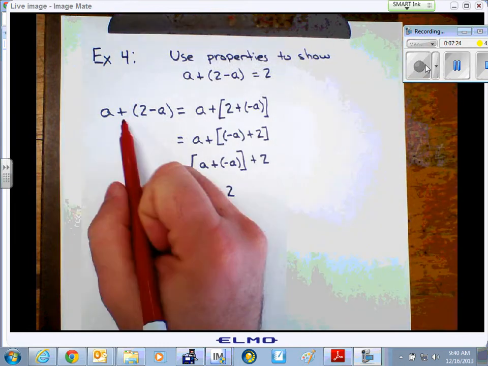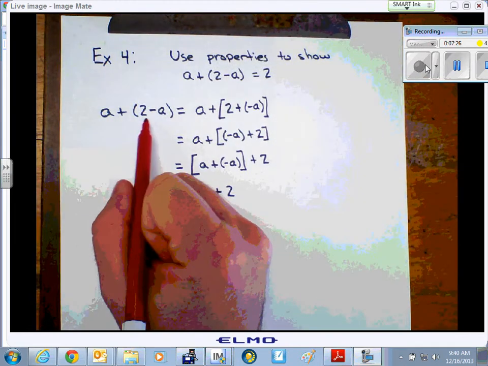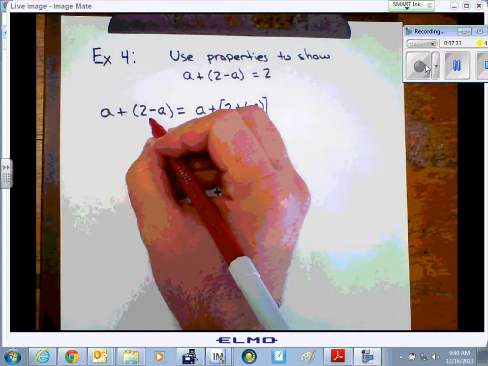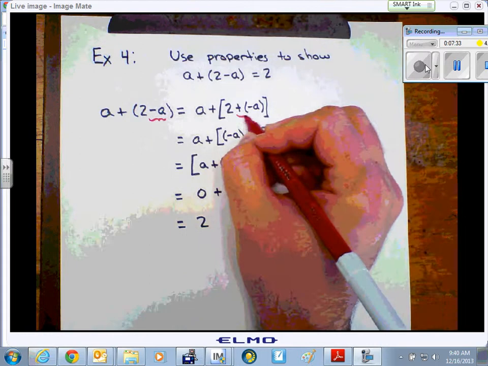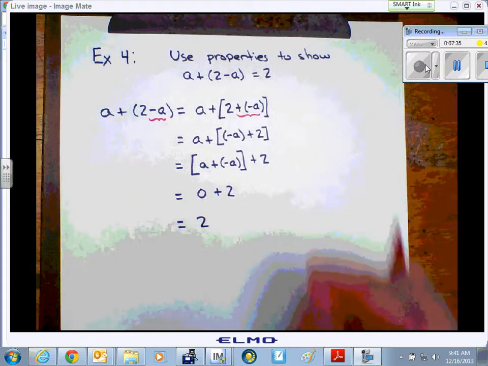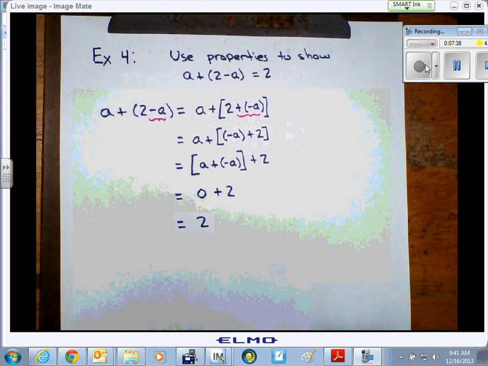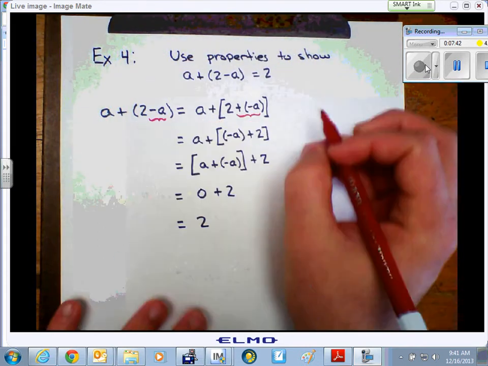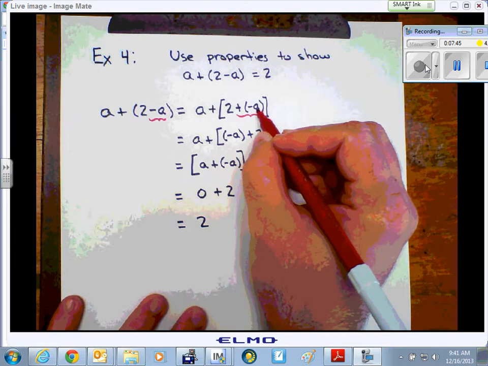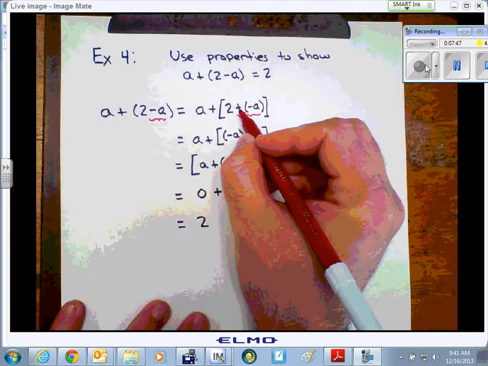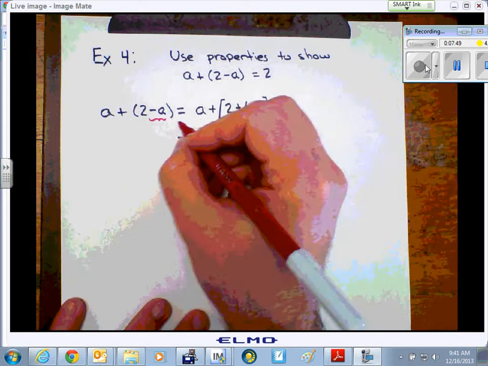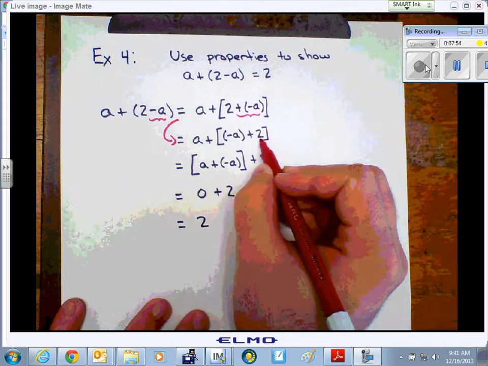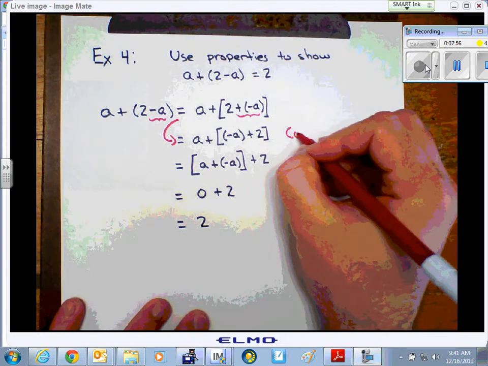So what they did here, they started off with A plus and then parentheses 2 minus A. First thing they did was, if you look at it, this little part right here. And that's not really any of the properties that are inside. So we'll kind of move on to the next one there. But all they did was said that negative A turns into plus a negative A. The same thing. If you subtract, it's the same thing as adding the negative. So going from this step to that step, you notice they flip-flopped the negative A and the 2. So that was the commutative property.